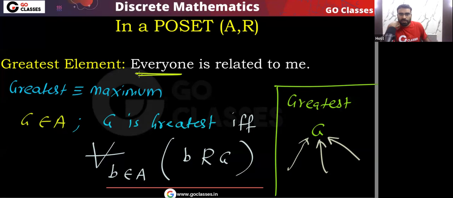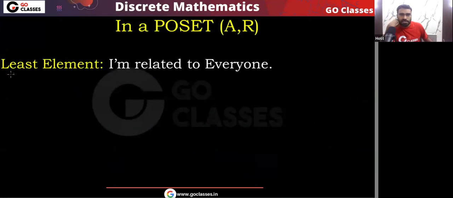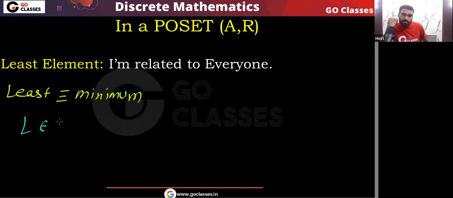Remember, everyone. Next, let's see the least element. What does the least element say? The least element is also called minimum. When can I say L belonging to A is least?